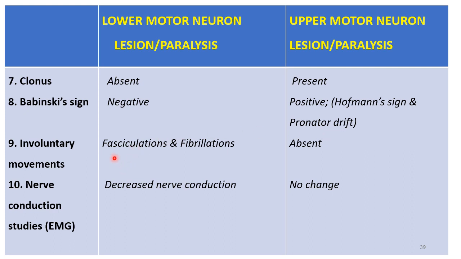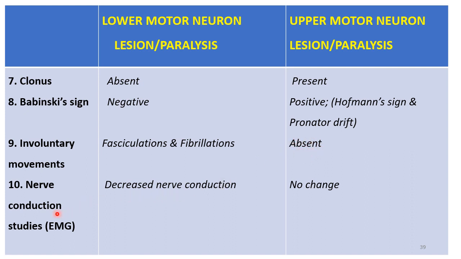Then involuntary movements are seen in lower motor neuron lesion, like fasciculations and fibrillations. These are seen just prior to atrophy. Once the muscle atrophies, then no fasciculation and fibrillation will be seen, while these are completely absent in the case of upper motor neuron lesions.